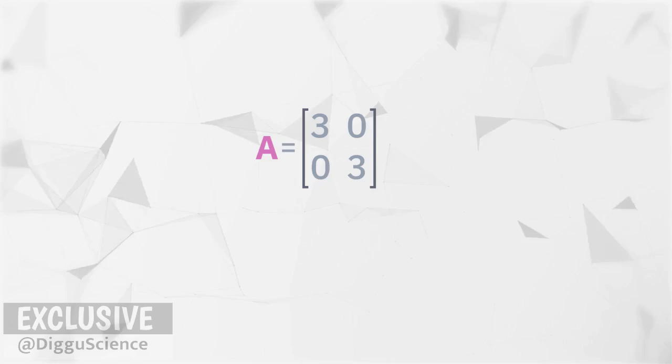On the main diagonal of the matrix, the value of the elements is the same, namely 3, while the value of the other elements is 0. Thus, matrix A is a scalar matrix.